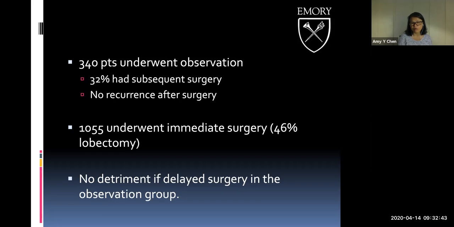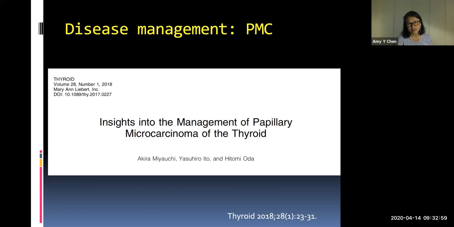What was really interesting was that there was no detriment of delayed surgery in the observation group. So if you just watched it until it grew, then did the surgery, there was really no adverse outcome in waiting. So these authors, Dr. Miyauchi, Ito, and Oda, went back about 10 years later, this was published in 2018, and said, okay, guys, this is what we learned from this experience.